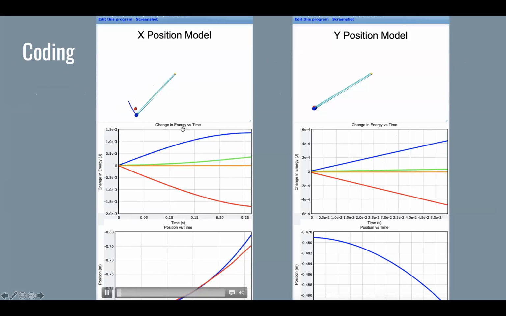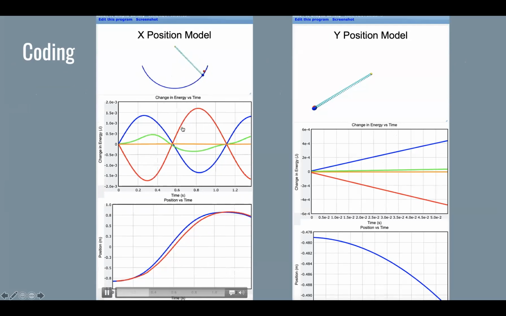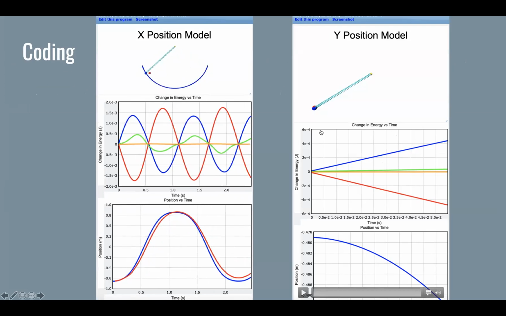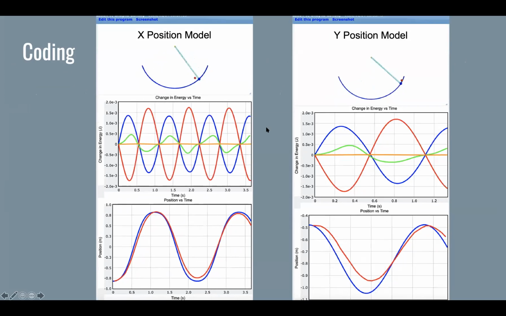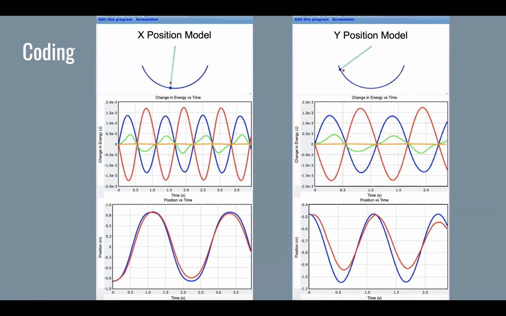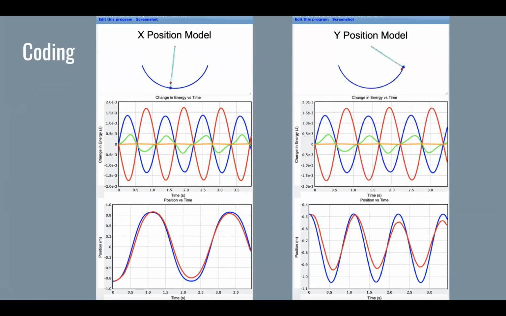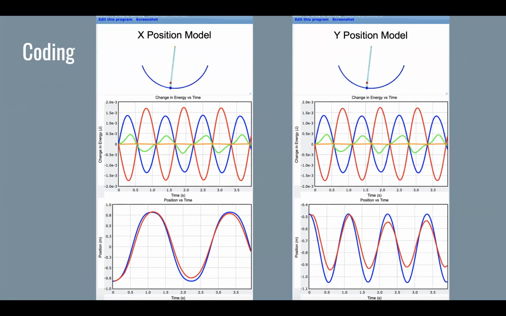And here is what the codes look like when you run them for the x position and for the y position. As you can see in both, it graphs the change in energy over time and also the changes in position over time. You can see that the period for the y position is shorter than the period for the x position, and also there are differences in their amplitudes.